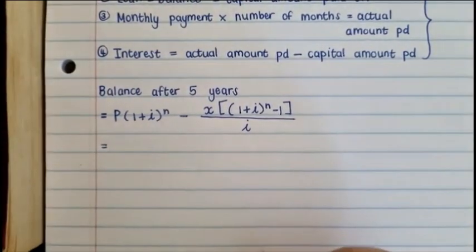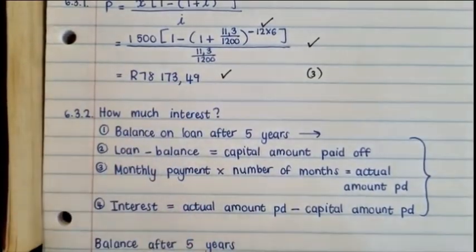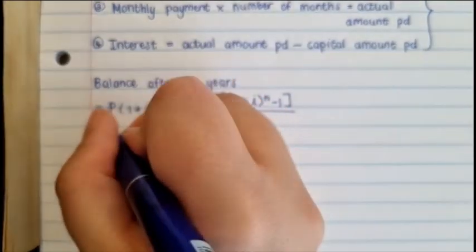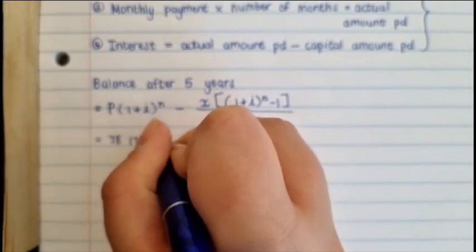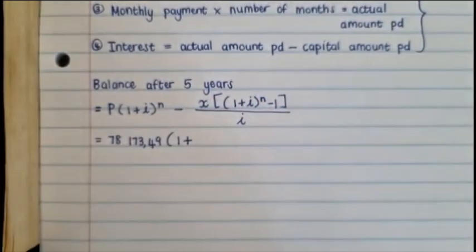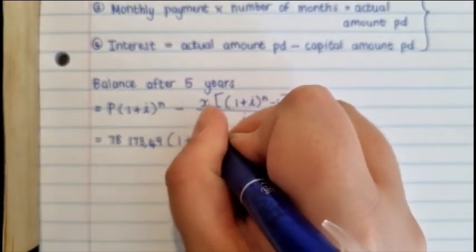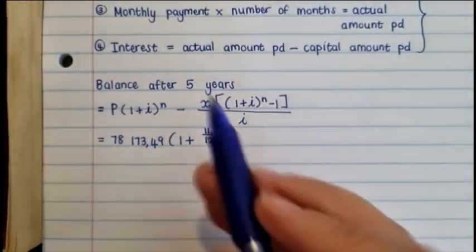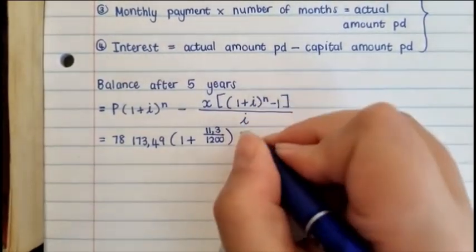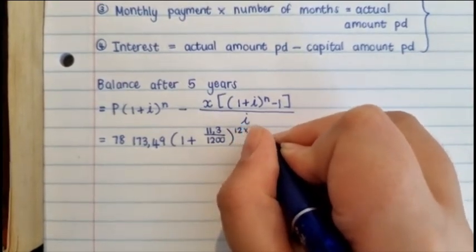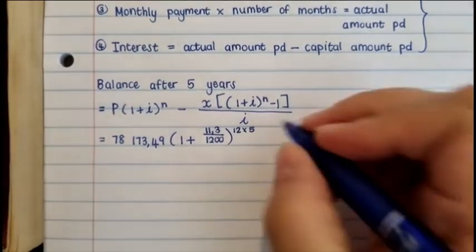But what you're going to do for this formula, our answer for 6.3.1 was P. So I'm going to use that as the loan amount. So we have 78,173.49, bracket 1 plus the interest rate, which was 11.3 over 1,200. Now they're looking for the balance after 5 years. So that's what we're going to use for our N. Because it's monthly, we're going to say 12 times, and the number of years then is 5. Because that's what they're asking for. They're asking for the balance after 5 years.